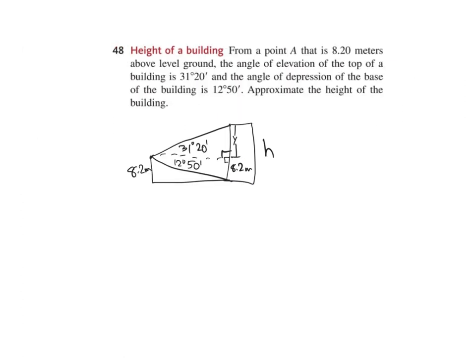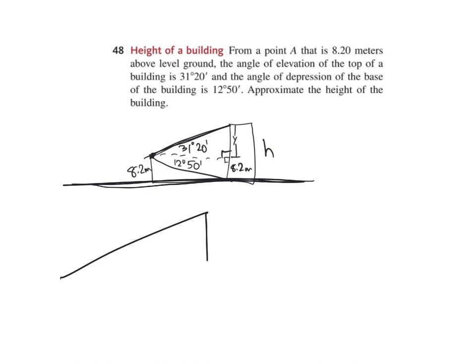Okay, height of a building. You're not at the base or on the ground here. You're 8.2 meters above the ground. And the angle from here to the top of the building is 31 degrees 20 minutes. Or let me just draw this a little bit better here. 31.3 repeating degrees. And we'll call this Y.